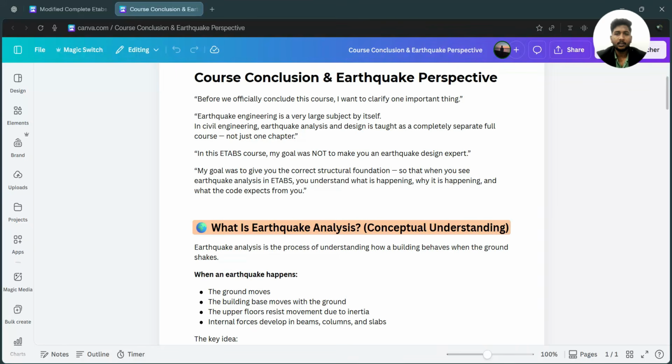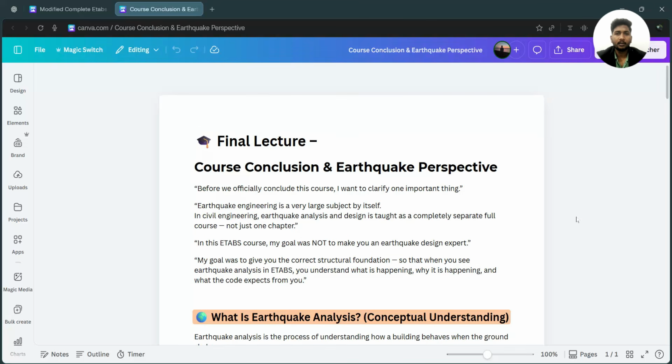I am not going in depth here. I am just explaining the basics of earthquakes. So in the future, if you want to pursue the earthquake part for high-rise buildings, you should be doing this earthquake part, not only the gravity.